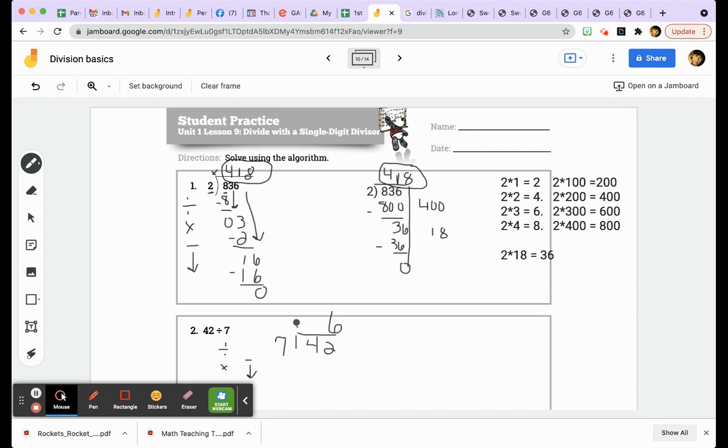So I divided. 7 goes into 42 6 times. I'm going to multiply back. 6 times 7 is 42. I'm going to subtract 0. Well, there's nothing left to bring down, so I have my quotient. There are 6 equal groups of 7 in 42.